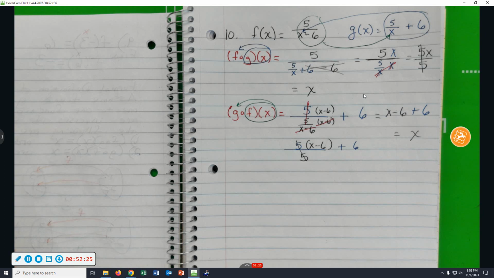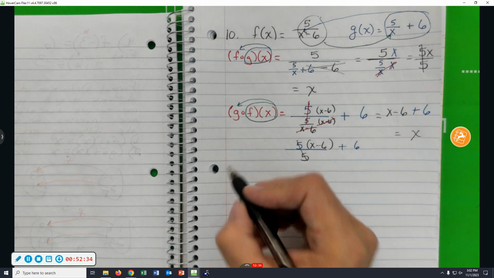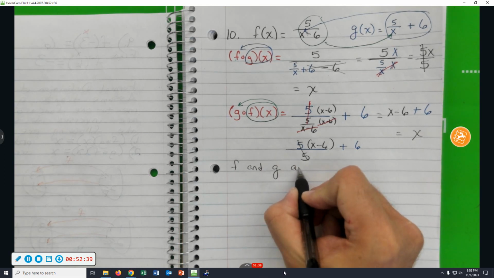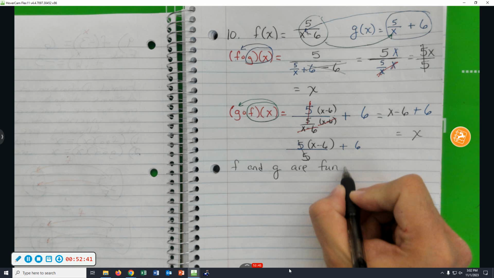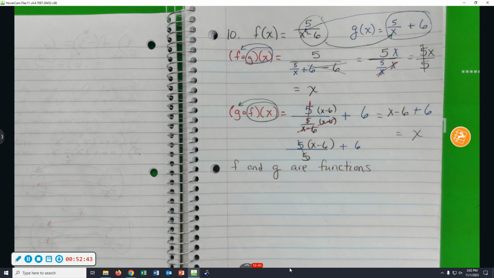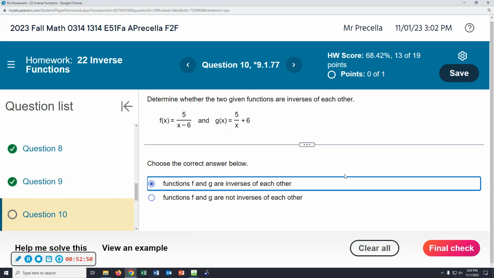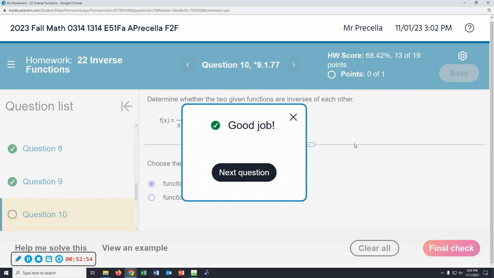So what are we going to answer? Are these two things functions? Did they both reduce to x? Say yes. Okay. So yes, they are functions. f and g are functions. Okay. That's the formal definition of inverse. The informal is you switch x and y. The formal is f of g of x equals x, g of f of x equals x.